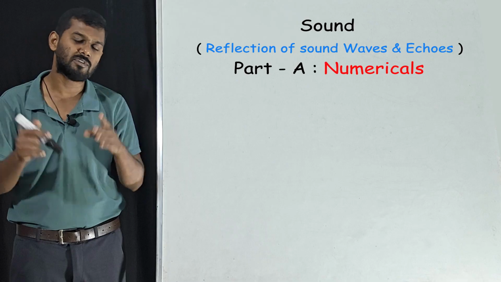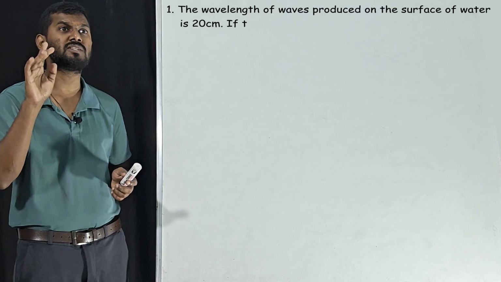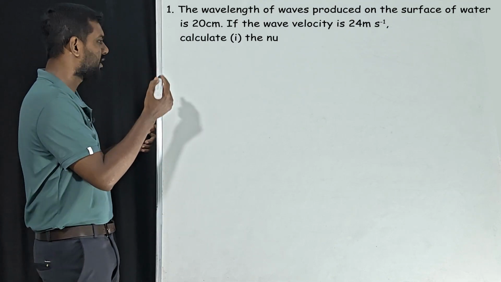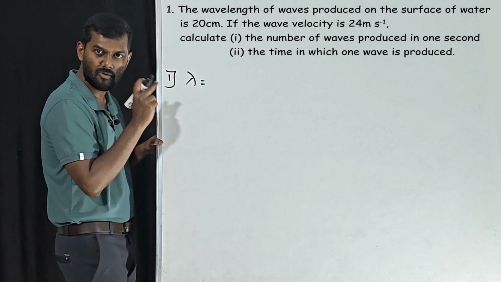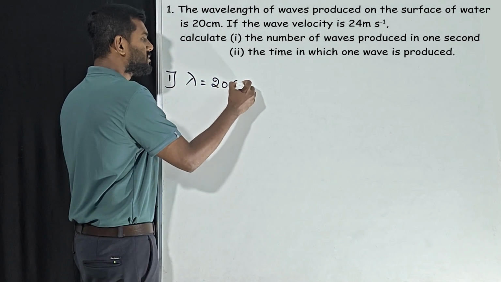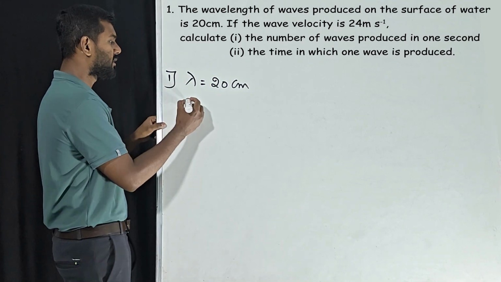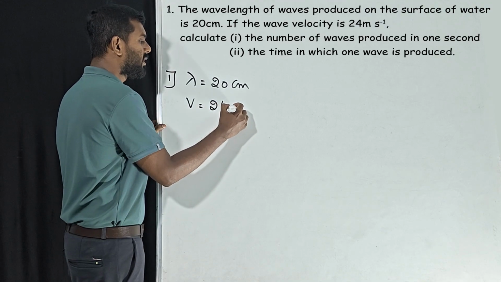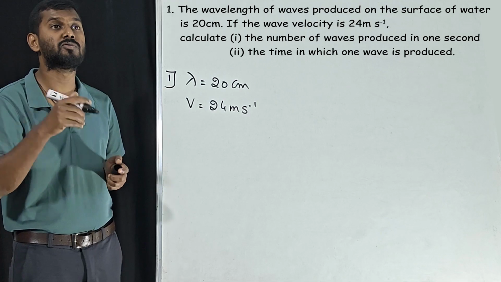So without wasting any time, we'll start with our first question. A wavelength of a wave produced on the surface of water is 20 centimeter. First we'll write down the data. Wavelength, this is the symbol of wavelength, is 20 centimeter, and the wave velocity is 24 meter per second. Calculate the number of waves produced in 1 second.